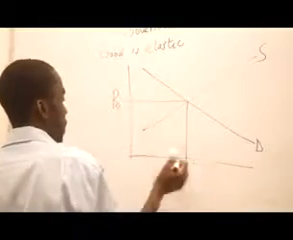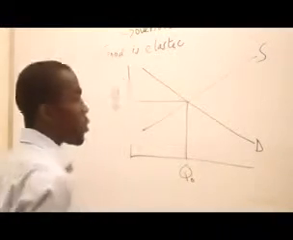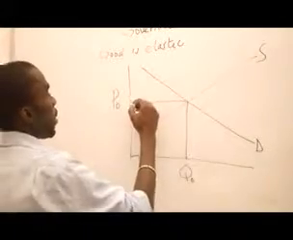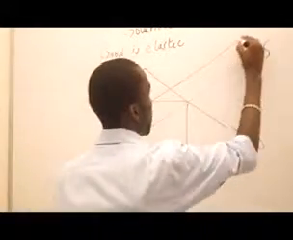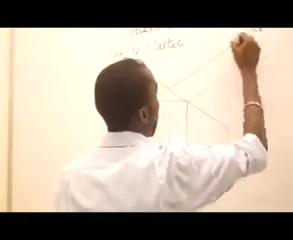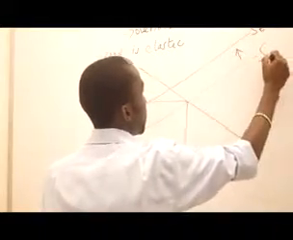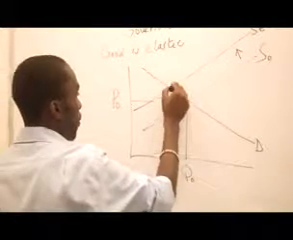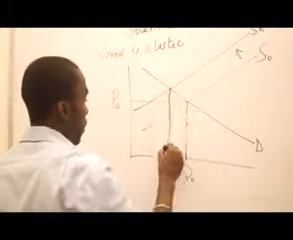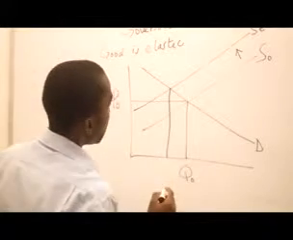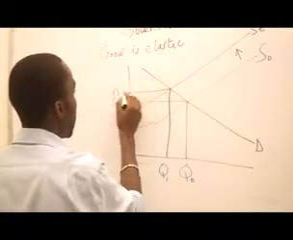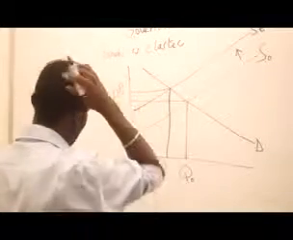You have the old price and the old quantity. With this elastic demand, a government tax will now shift the supply curve to a new ST, where we'll have a new Q1, and then a new P1.